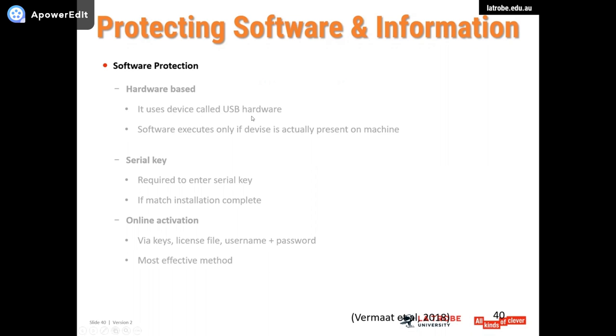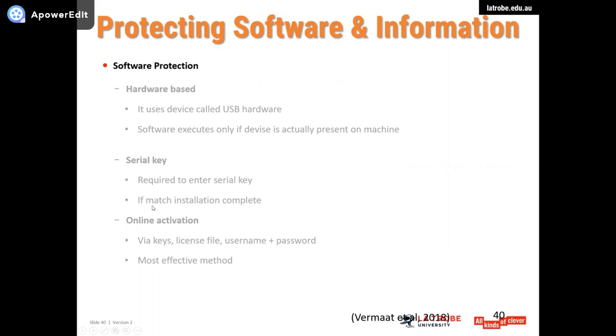The second method is the serial key. Serial keys have been used for many years because they are simple, easy, and low cost. When you buy new software, they will also give you this serial key. When you install it, you need to enter this key. Once the installation is complete, they will compare the key to see if they match. The main problem of this key is that if you buy software, you can share the key with other users, and it's very hard to find how many users install it using the same serial key. That's why the third method comes, online activation.